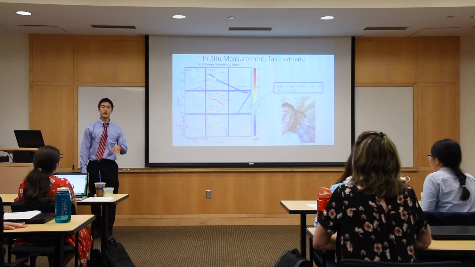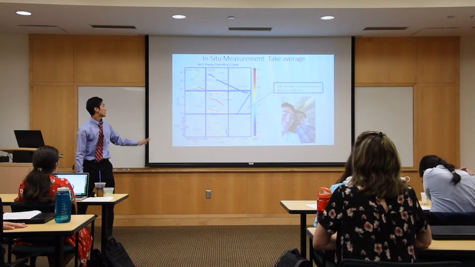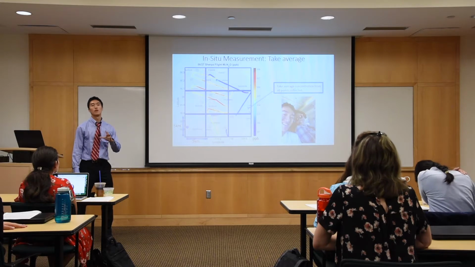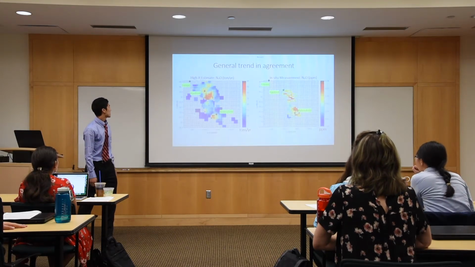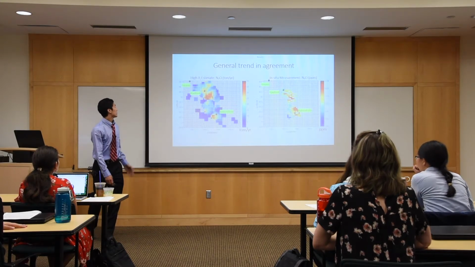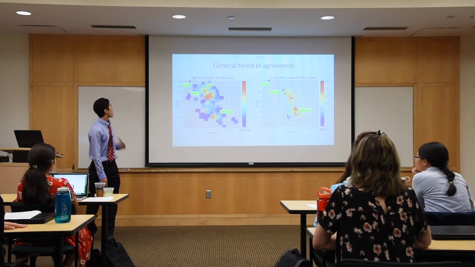So I said earlier that I needed to compare with the in-situ measurement later. So here is one snippet of the in-situ measurement. But what I did for this is to take the average of all the points collected in each grid. So here's the result. On the right, you can see the in-situ measurement. On the left is the high-resolution estimate from my method. And you can see that the general trend agrees.